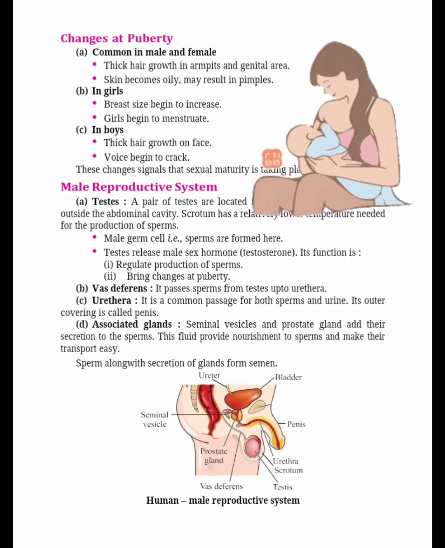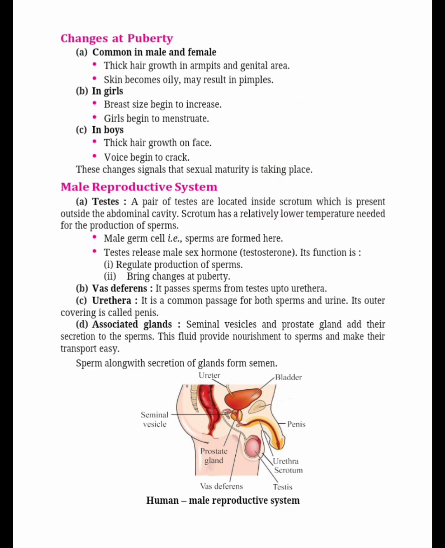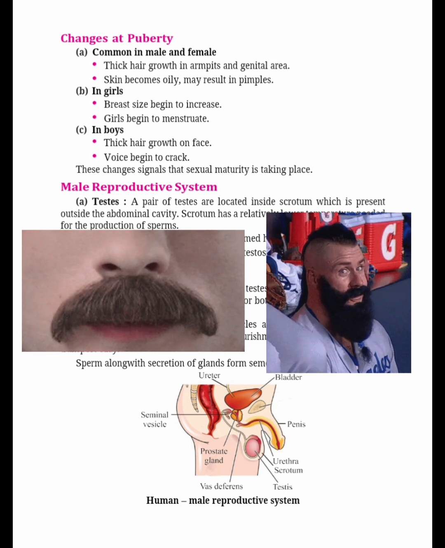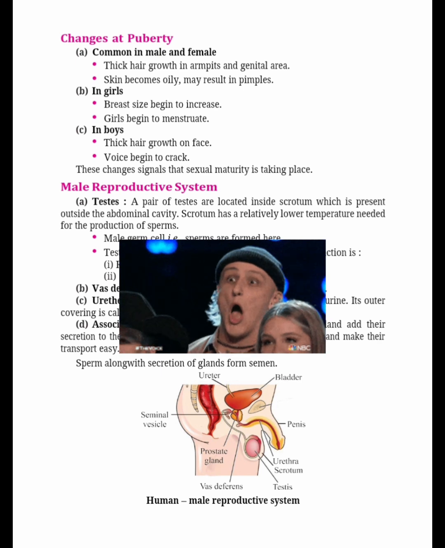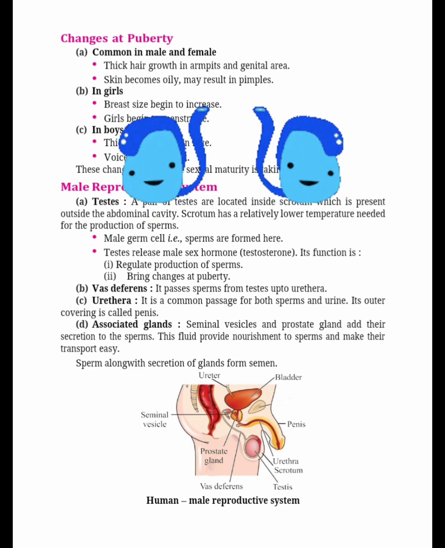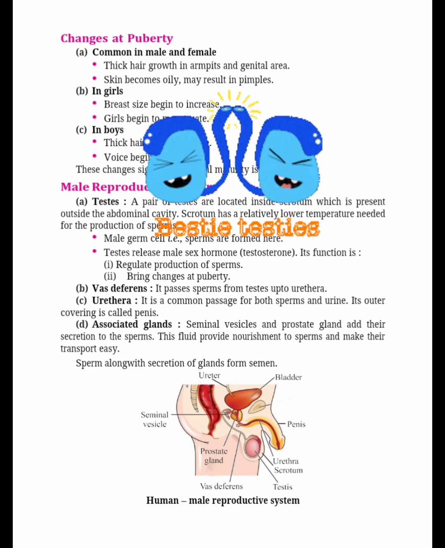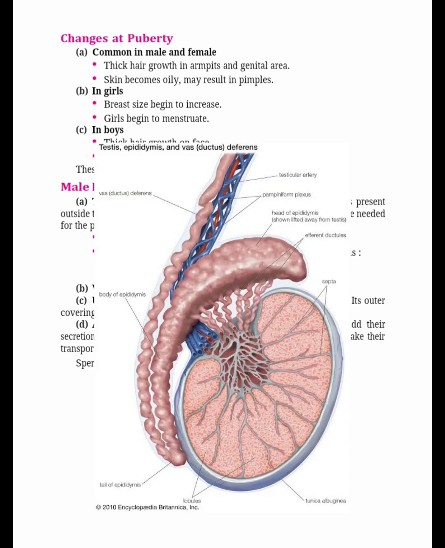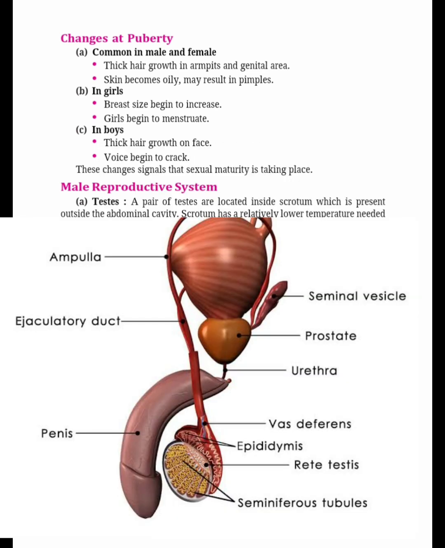In the ninth standard, we have studied that mammals have mammary glands. They produce milk in the mammary glands, and it is the nutrition for the baby. In boys also some changes take place, such as thick hair growth on the face, that is mustache and beard, and the voice begins to crack. These changes are signals that sexual maturity is taking place because of the testosterone hormone released by testes. Male reproductive system. In this you have to remember testes, vas deferens, urethra, and associated glands.